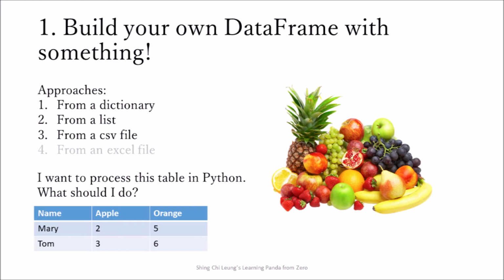Now let us consider the case. I want to process this table in Python. What should I do? This is a very simple table, but we will do a lot of variations with it in this tutorial to explore different possibilities in Pandas. We can imagine this table is some fruit survey of different interviewed persons. There are simply two entries with names and their corresponding amount of fruit they have.